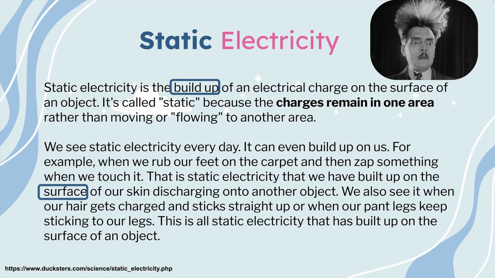For example, when we rub our feet on the carpet and then zap something when we touch it, that is static electricity that we have built up on the surface of our skin, discharging onto another object. We also see it when our hair gets charged and sticks straight up, or when our pants legs keep sticking to our legs. This is all static electricity that has built up on the surface of an object.